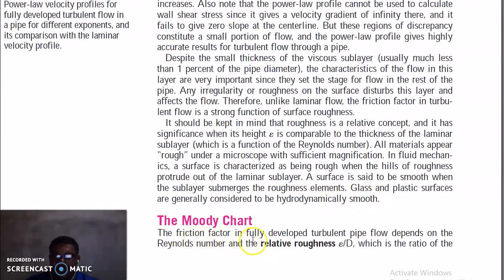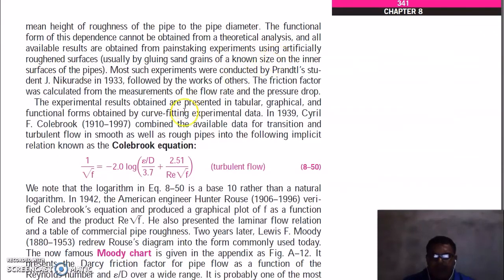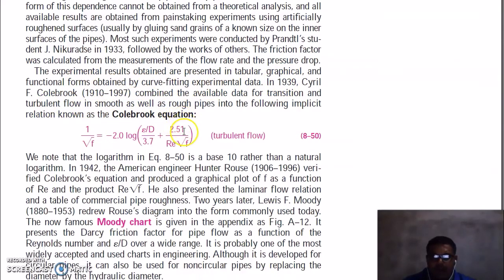In the Moody chart, the friction factor in fully developed turbulent pipe flow depends on the Reynolds number and the relative roughness, which is the ratio of the mean height of roughness of the pipe to the pipe diameter. The functional form of this dependence cannot be obtained from a theoretical analysis, and all results are obtained from experiments. So here is the experimental result in tabular and graphical form, developed by Colebrook. This is called the Colebrook equation, which relates the friction coefficient and the surface roughness.